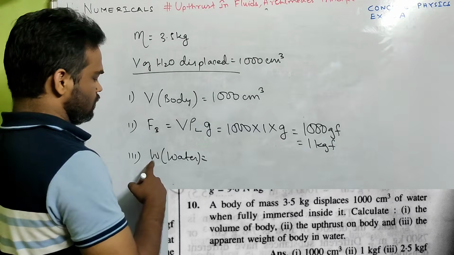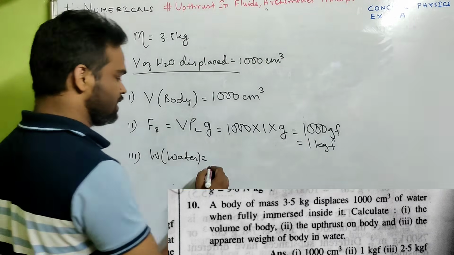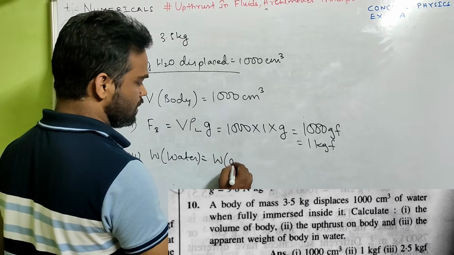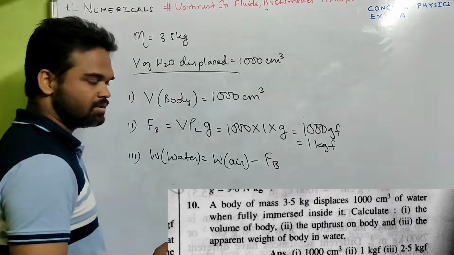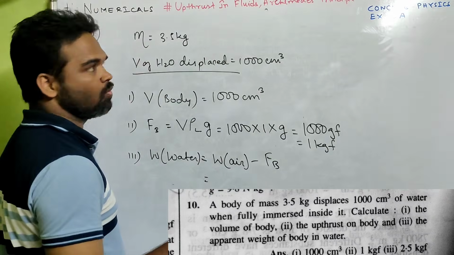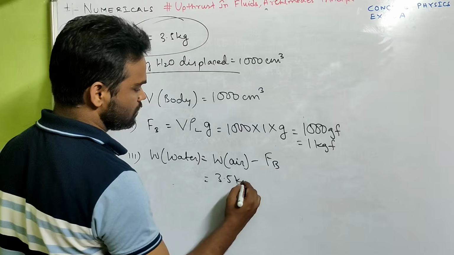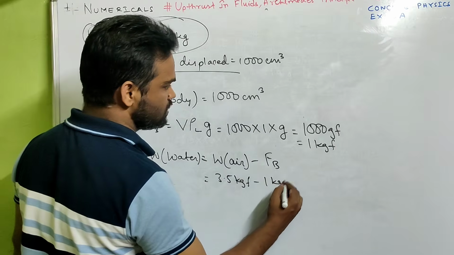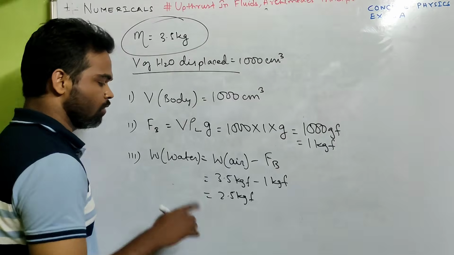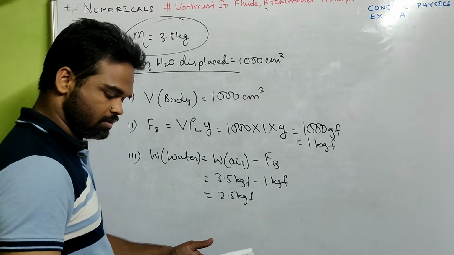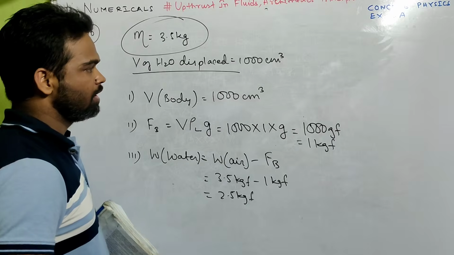Done. Weight in water is nothing but weight in air minus upthrust, isn't it? Weight in air is 3.5 kgf minus 1 kgf. That's 2.5 kgf, which means the weight in water will be 2.5 kgf. Yes, that's the answer. Done.